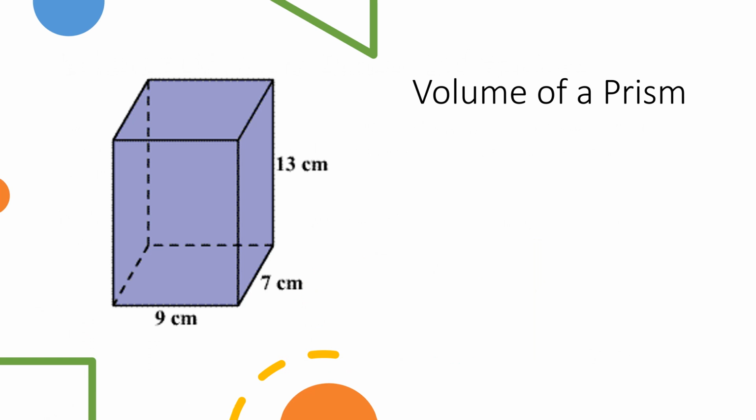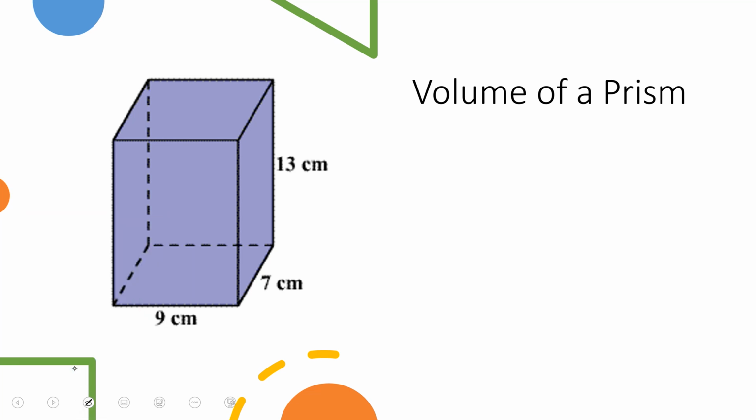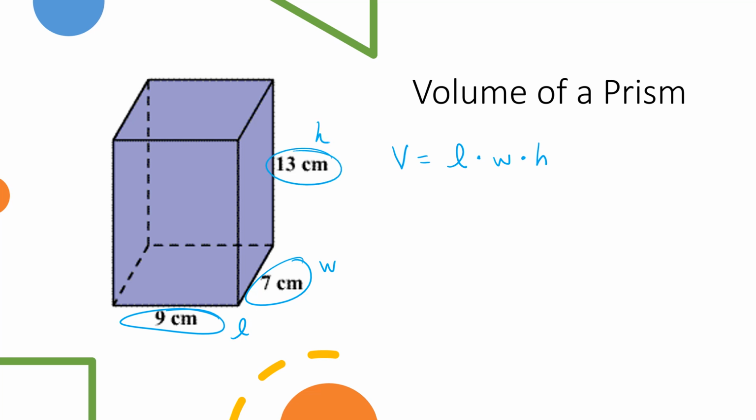Let's start by thinking about volume that we do know. You should know how to find the volume of a prism, and maybe a few other shapes, but you should for sure know how to find this. To find the volume of a prism, we have the formula V equals length times width times height. In this case, our length is 9 centimeters, our width is 7 centimeters, and our height is 13 centimeters. So our volume would be 9 times 7 times 13.